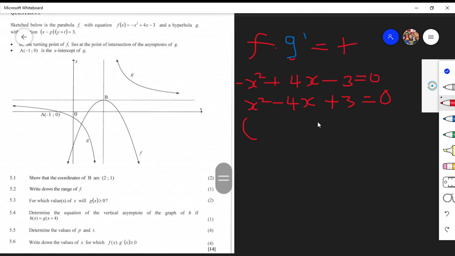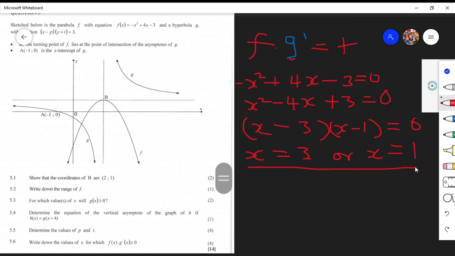And we can factorize this. So we need to have factors of positive 3 that give us negative 4. So we can use negative 3 and negative 1. So x is equal to 3 or x is equal to 1. Okay, that's the first part for our f function.